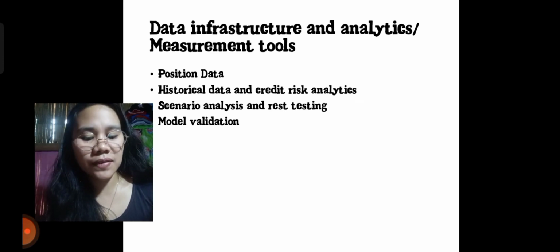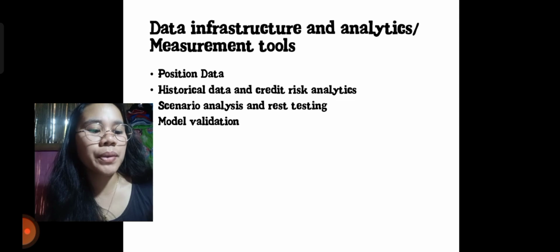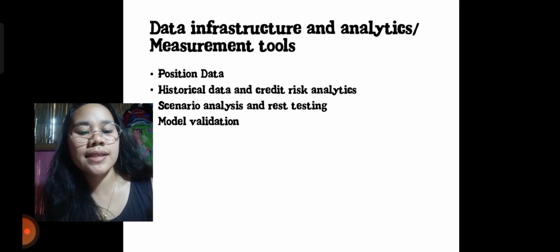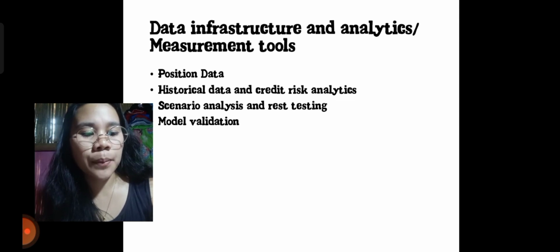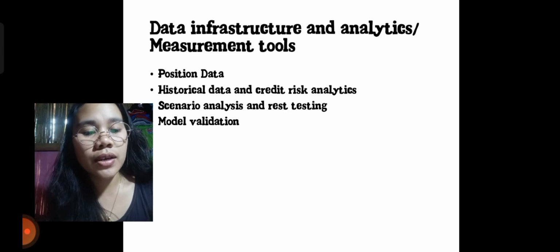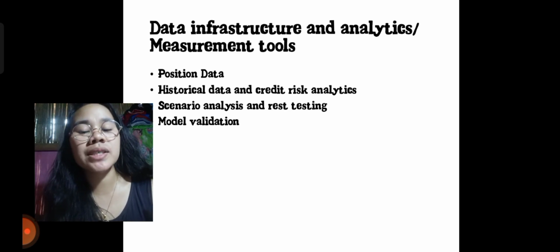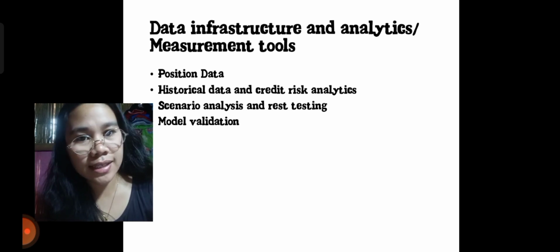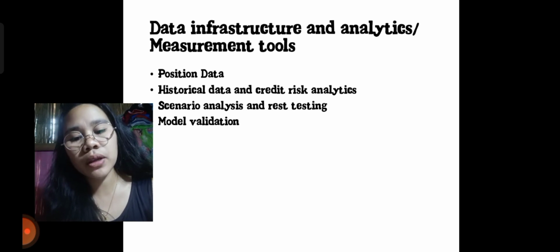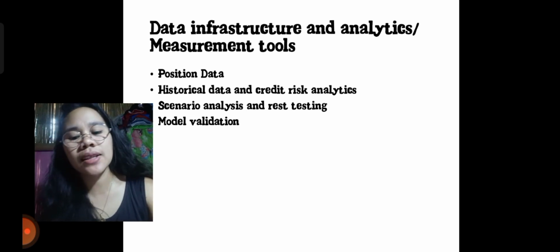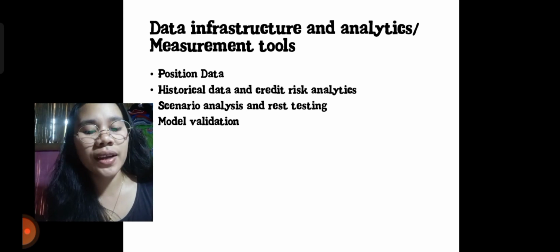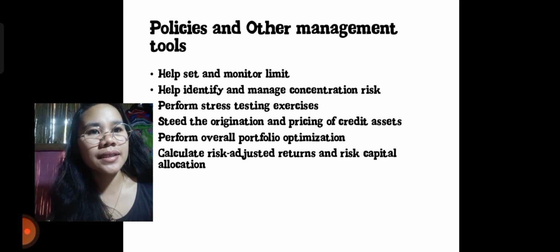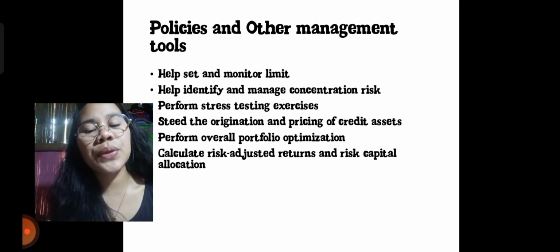So next is model validation. Model validation is the process of determining whether the model accurately represents the behavior of a system. It is the process by which model outputs are systematically compared to independent real-world observations to judge the qualitative and quantitative correspondence to reality. Next is policies and other management tools.